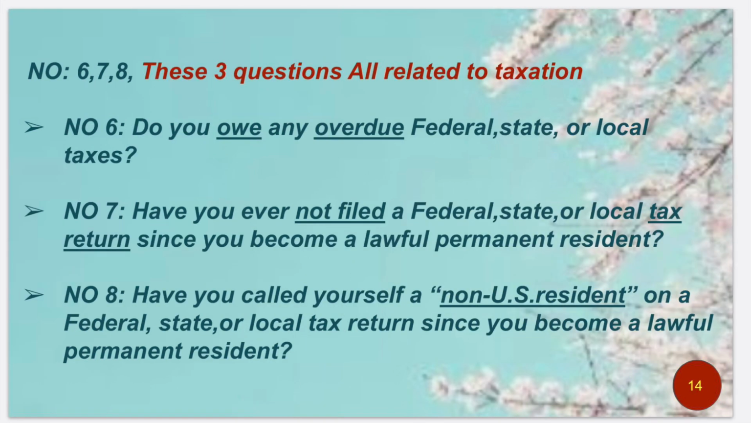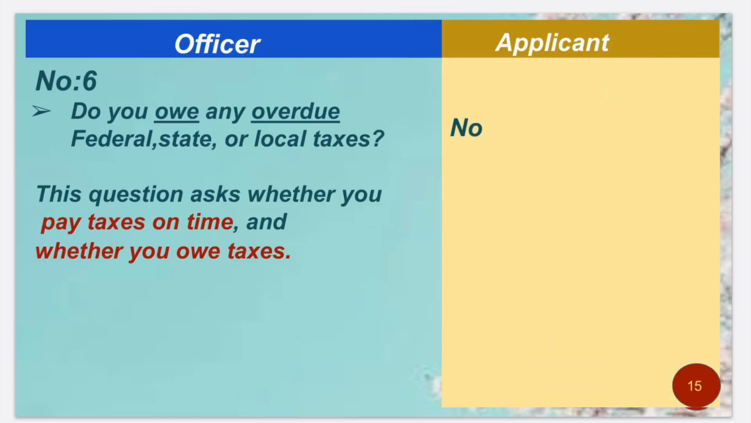Number 6, 7, and 8. These 3 questions all relate to taxation. Number 6. Do you owe any overdue federal, state, or local taxes? Number 7. Have you ever not filed a federal, state, or local tax return since you became a lawful permanent resident? Number 8. Have you ever called yourself a non-U.S. resident on a federal, state, or local tax return since you became a lawful permanent resident?